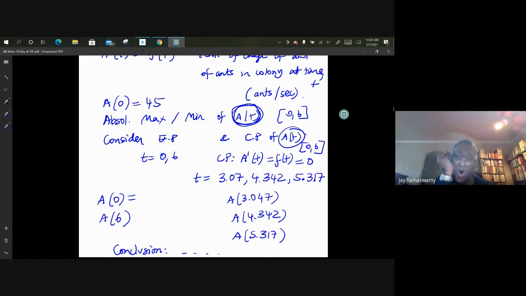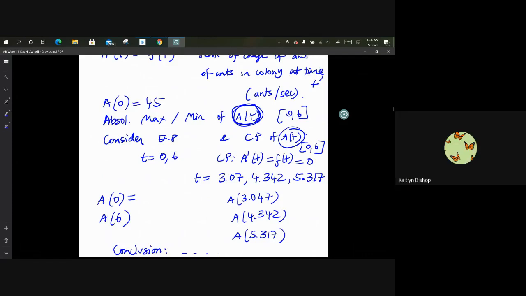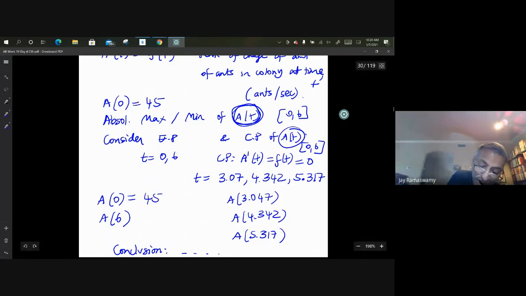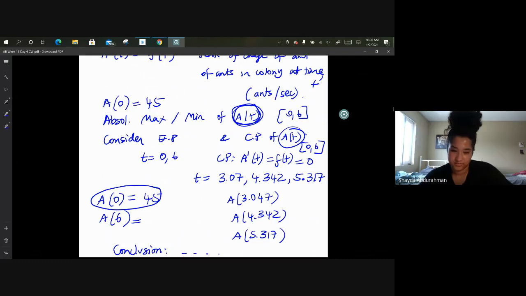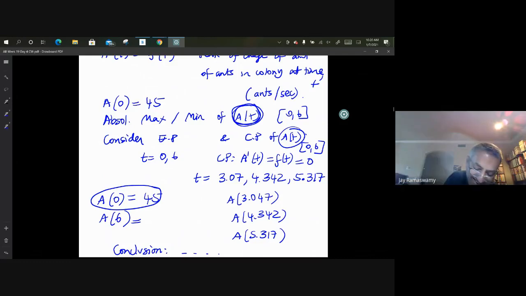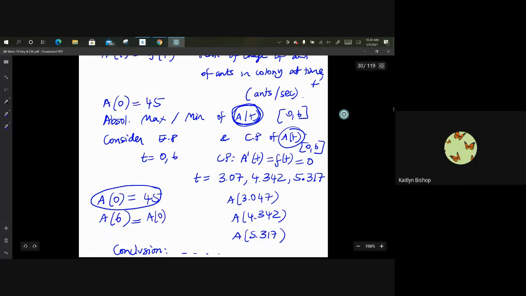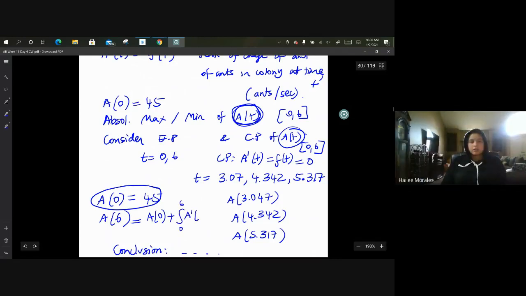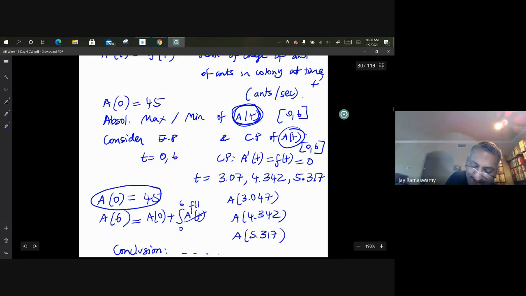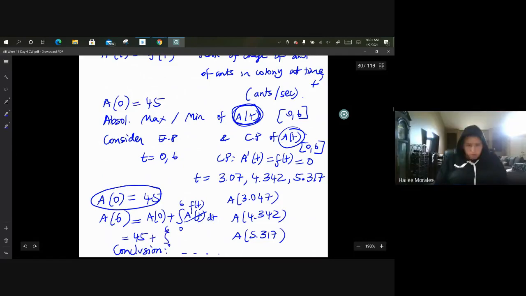Okay. What's A of 0 given to me? 45. Oh, we know the starting value. I need A of 6. So what concept kicks in? The net change corollary. A of 6 equals A of 0 plus the integral, and A dash of t is nothing but f of t. Yes. And A of 0 is 45, so A of 6 equals 45 plus the integral from 0 to 6 of f of t dt.